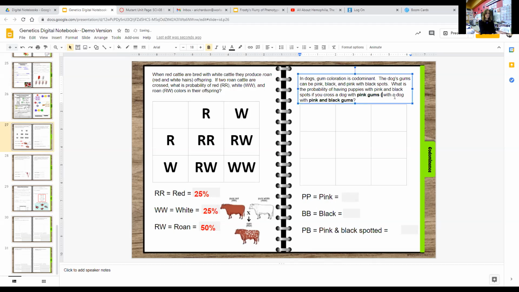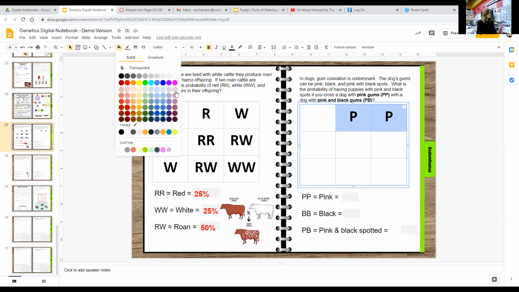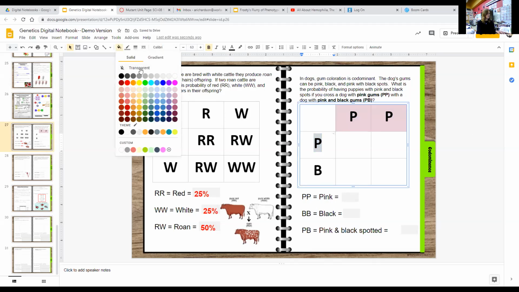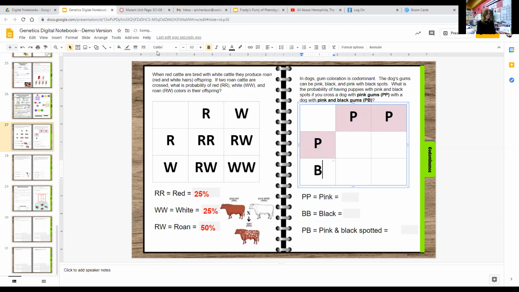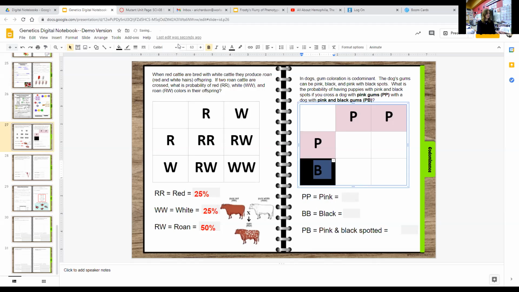So we're going to say that is PP, pink, with a dog with pink and black gums. So that's going to be PB, for pink and black. So my pink ones are going to go up here. I'm going to color this in pink so I know what color it is. And then my pink and black is going to go here. So I'm going to color this one in pink. And I'm going to color this one in gray because I don't want it to, maybe I'll make it black. And I'll just make my text white.